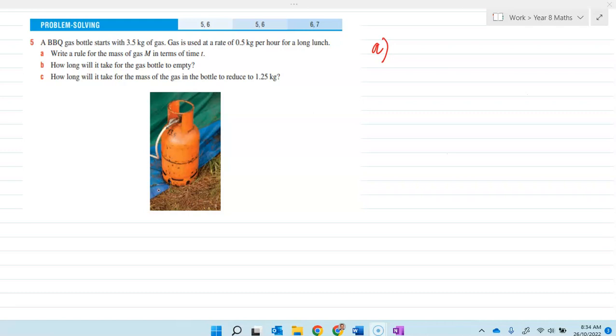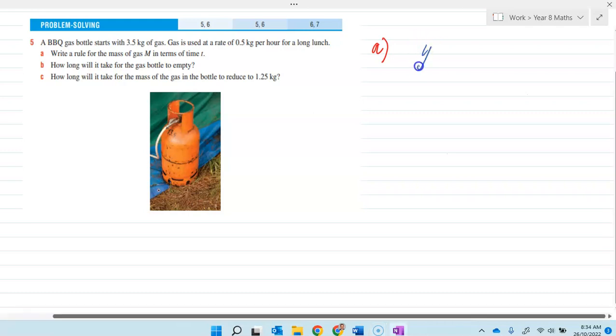So what we're looking for in our y equals mx plus c, where m and c can be positive or negative. First off, we're looking for a negative rise because it's going down. So the value for m will be negative in terms of time. So that's negative 0.5t, and the constant was 3.5, plus 3.5.